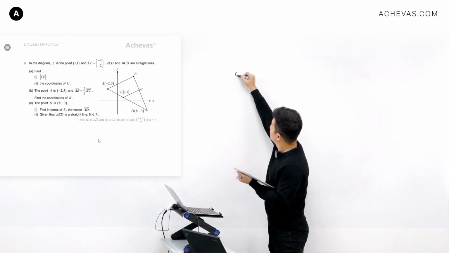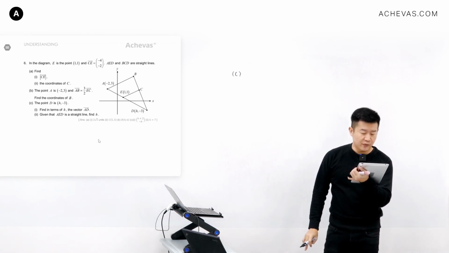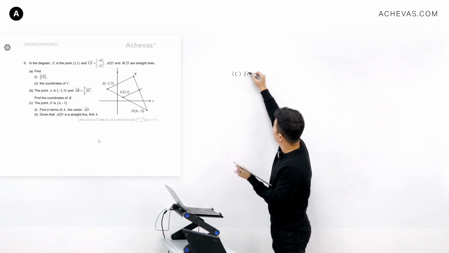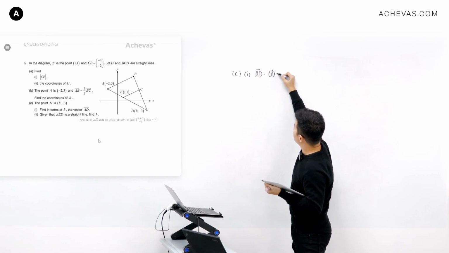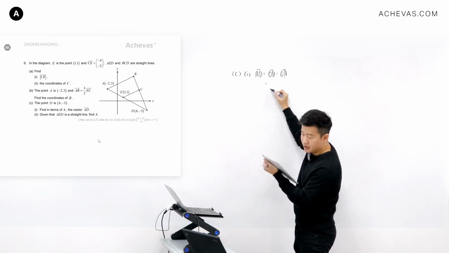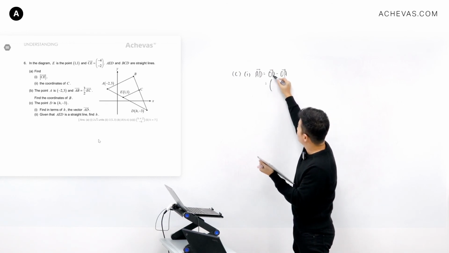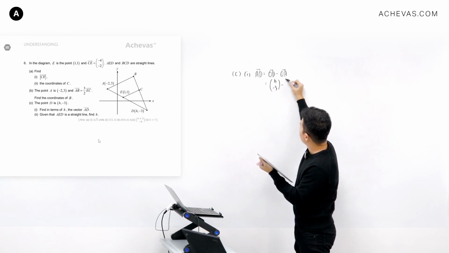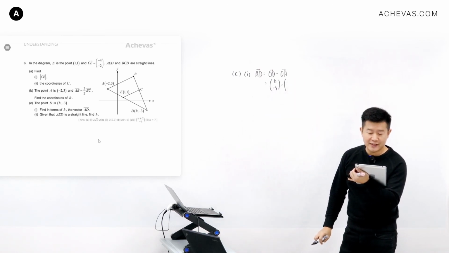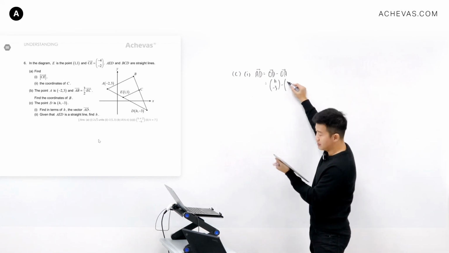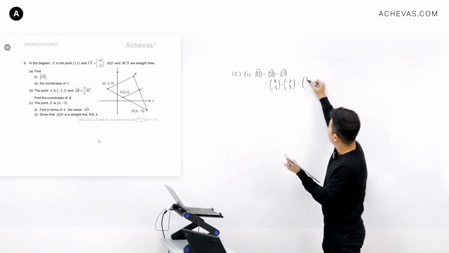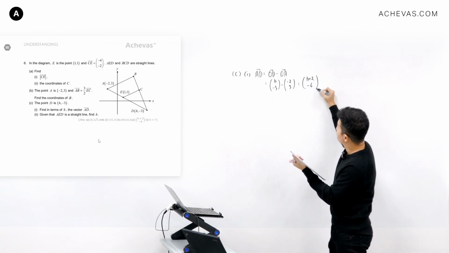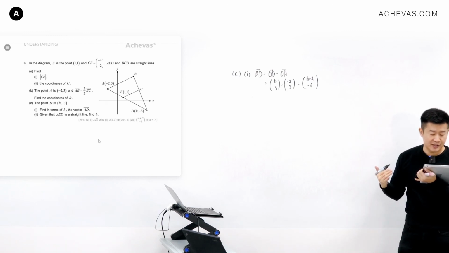In part C, we are given the coordinates of D. We want to find the vector AD in column vector form in terms of H. For part 1, AD is going to be the position vector of the terminal point minus the position vector of the initial point. The coordinates of D are given to us as H, minus 3. So the position vector of D will be H, minus 3, minus OA. The coordinates of A are given to us in the diagram: minus 2, 3. Which means that AD is going to be H plus 2, minus 3 minus 3, which is minus 6. This is AD in column vector form, expressed in terms of H.